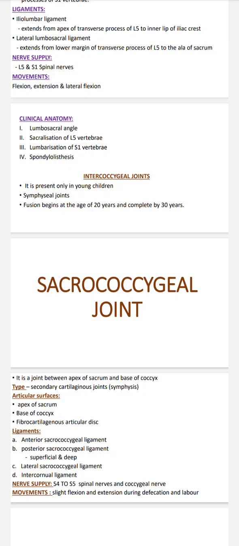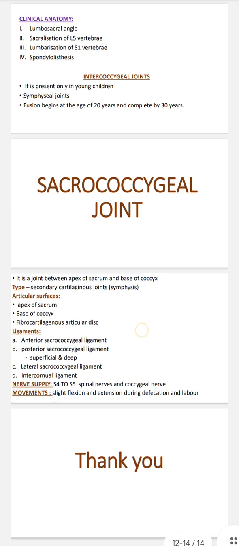It is present only in young children and it is a superficial type of joint. The fusion begins at the age of 20 and gets completed by 30 years, so it is absent in adults. And the last one is the sacrococcygeal joint.